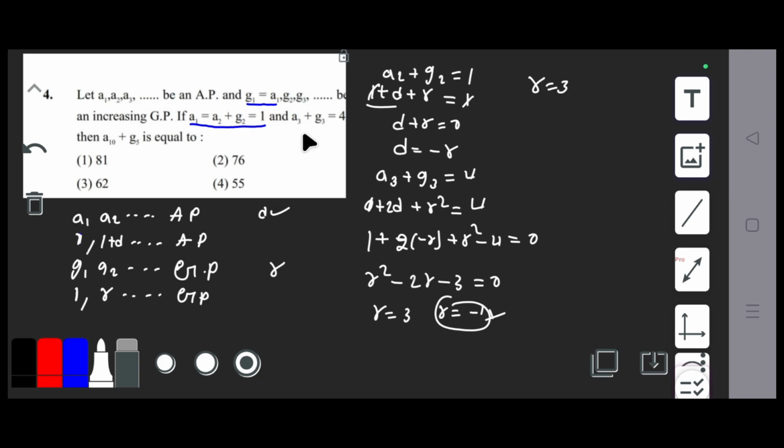We need A10 plus G5. A10 is equal to 1 plus 9 into D value, with D equal to minus R, which is minus 3. So A10 is equal to minus 26.